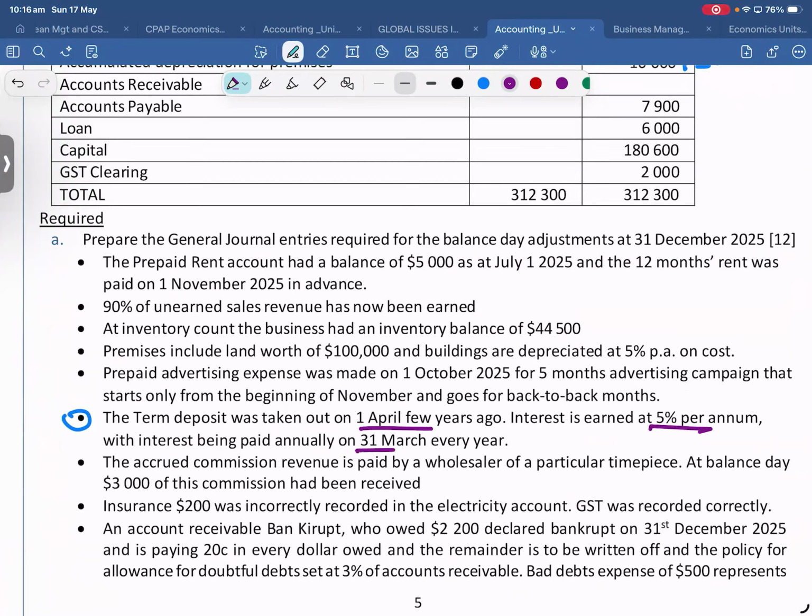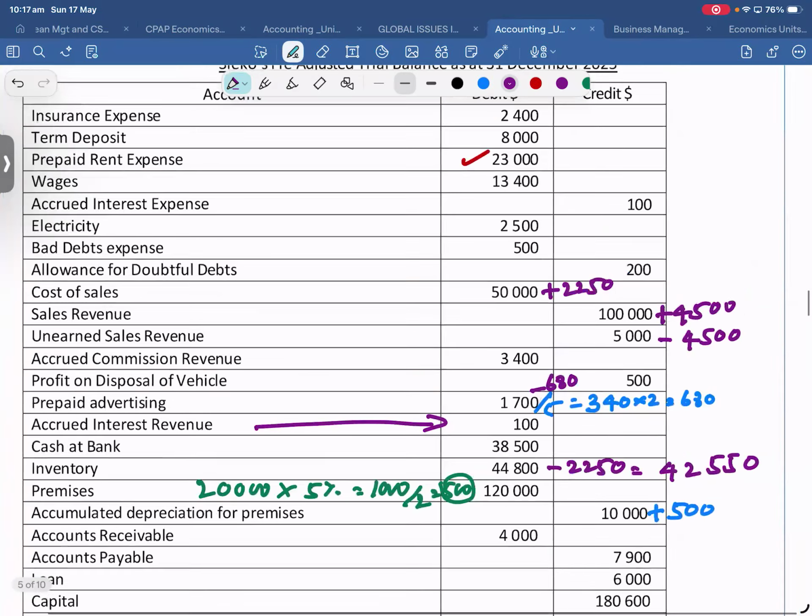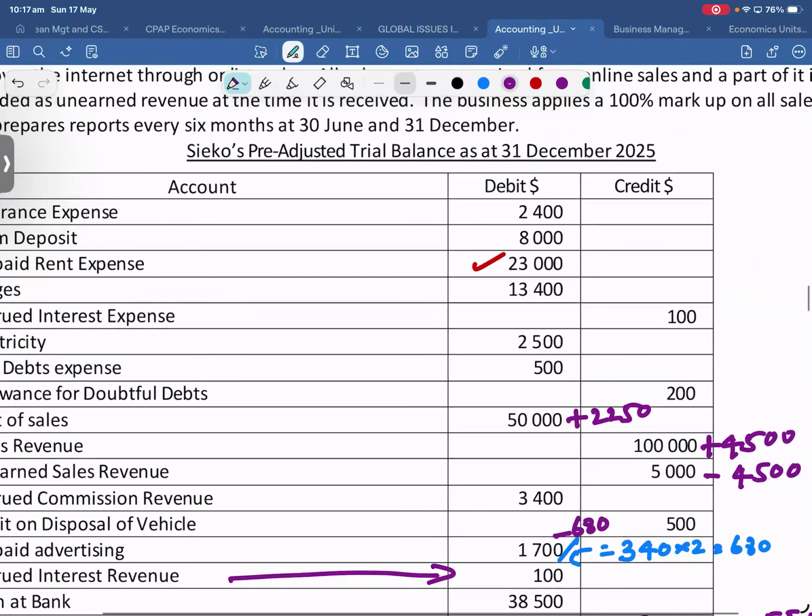How come it's 100 there? That's the interest revenue from 1st April to 30th June. Yeah, 100. So 8,000 is our term deposit times 5%, which is how much? 400. 400 per year, right?